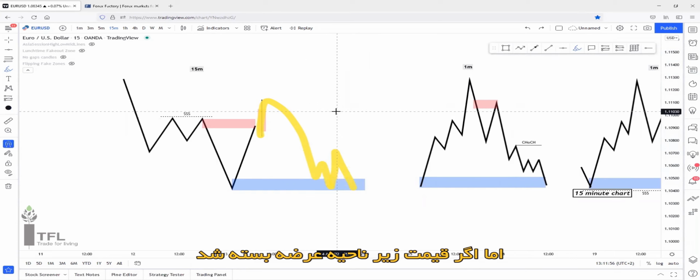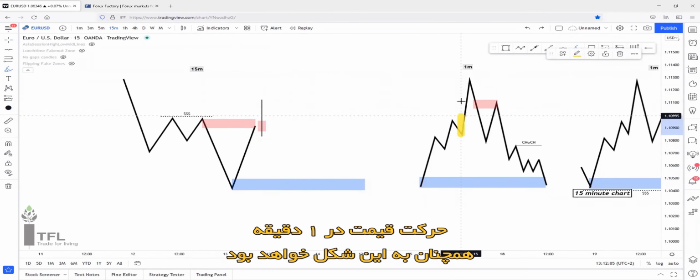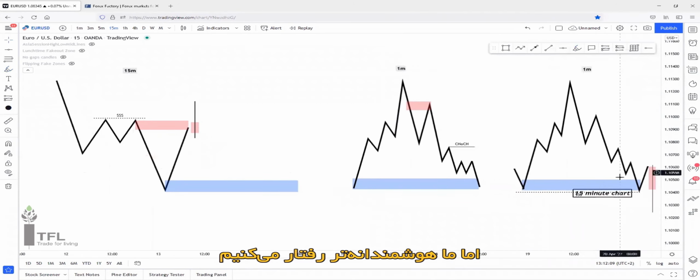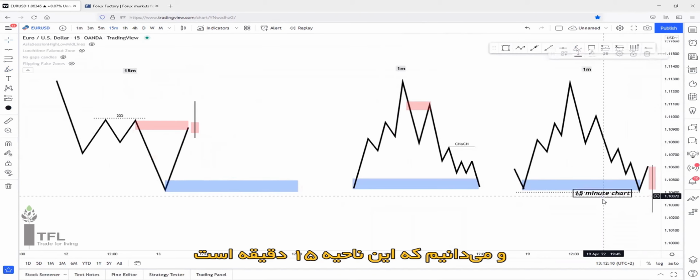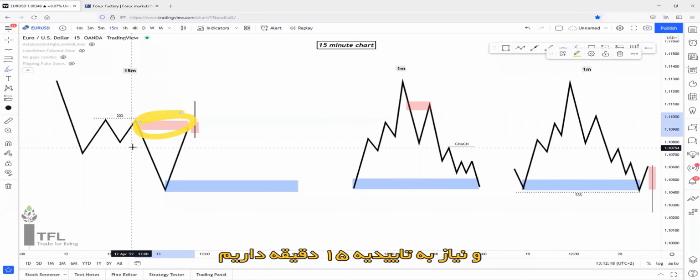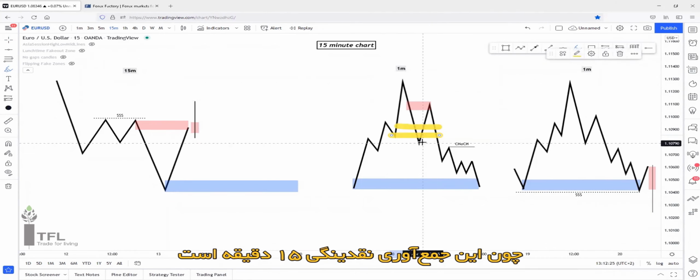But if price closes below this supply zone on the 15-minute chart with a 15-minute candle, the 1 minute movement will still look like this. But we are smarter than this, and we'll notice that this is a 15-minute zone, so we need the 15-minute confirmation, and we won't take a random 1 minute break and 1 minute demand continuation right here, because this was a 15-minute liquidity sweep, right?